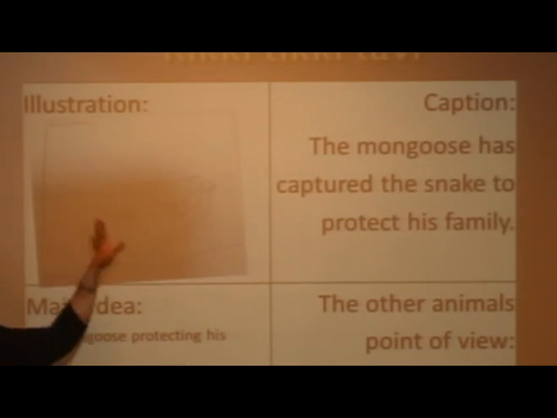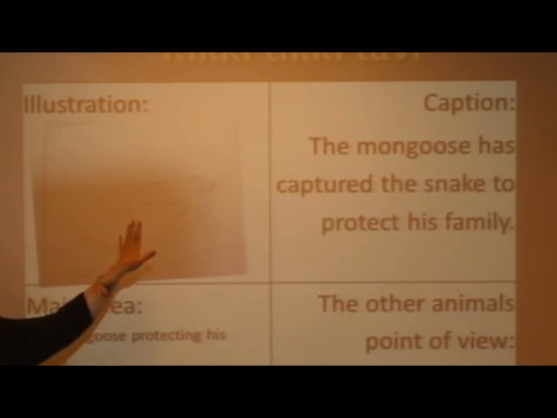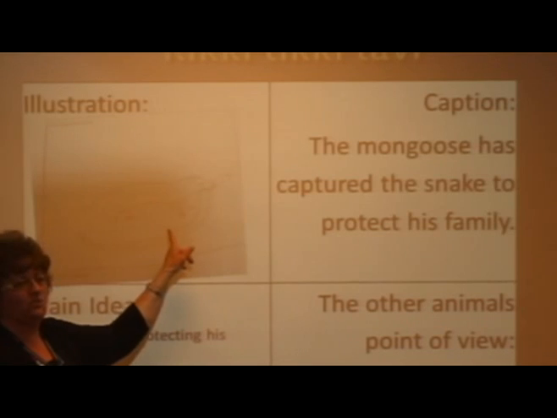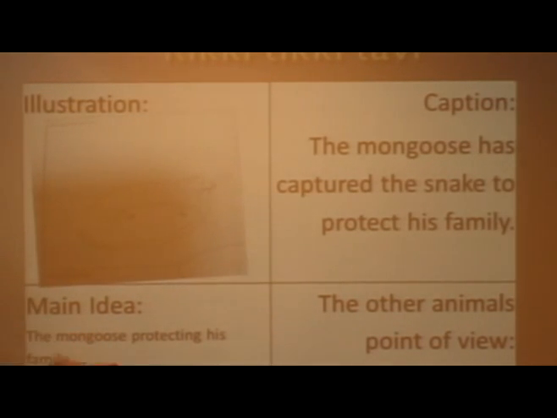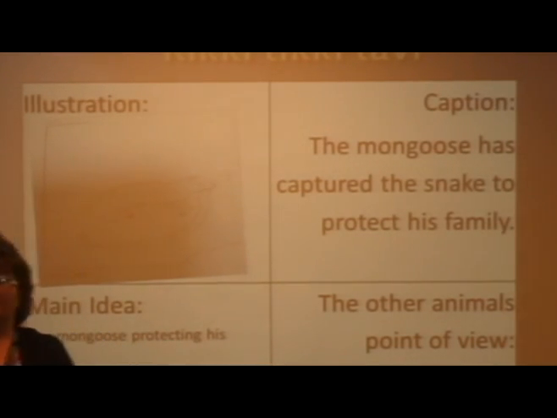What picture are you going to draw? What did you visualize? Mine's not pretty, so it doesn't have to be pretty. You just need to know what it is. And then what caption, what is going on in your picture? What's the main idea of the whole story? And the other animal's point of view, or the giant's point of view, or the harp's point of view, or the mother's point of view.